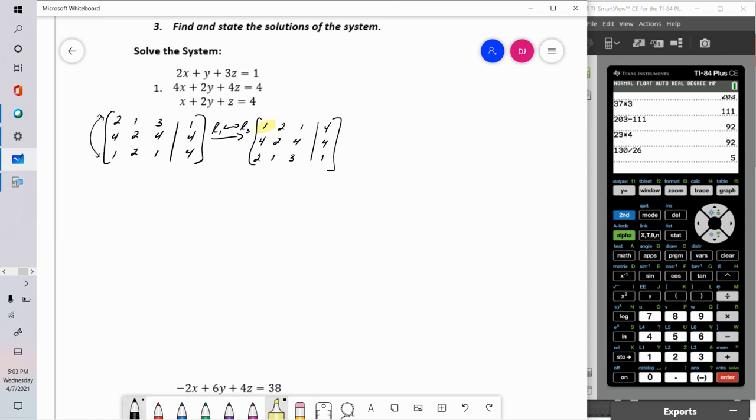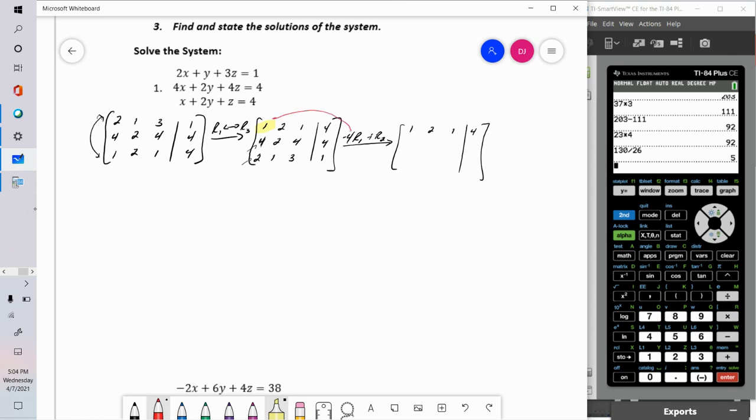Now what I need is where this 4 is and where this 2 is, those need to become zeros. So the first thing I'm going to do is leave my top row as 1, 2, 1, 4. This 4 needs to become a 0. I get the 4 to become a 0 by adding negative 4 to it. So I'm going to multiply row 1, the row with the 1 in it, by negative 4 and add it to row 2.